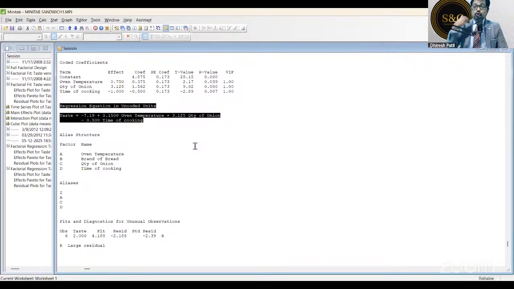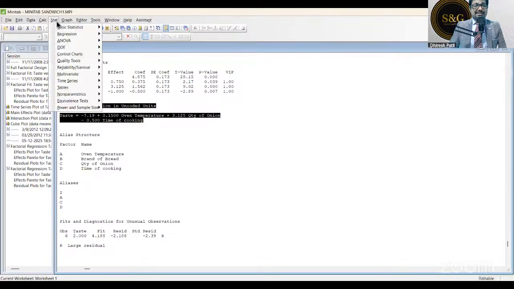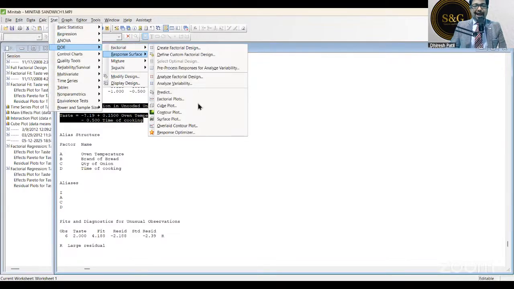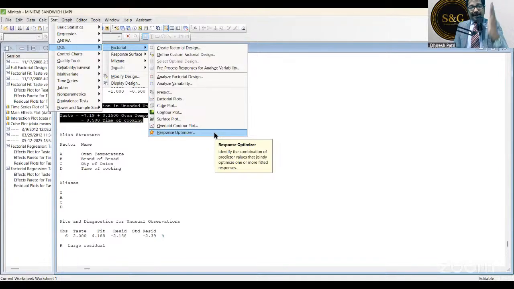Now, how do you predict the value? To predict the value, there is a very interesting tool which I am going to give you, which is called response optimizer. Just follow this path. Stat, DOE, Factorial, Response Optimizer. Just follow this path.